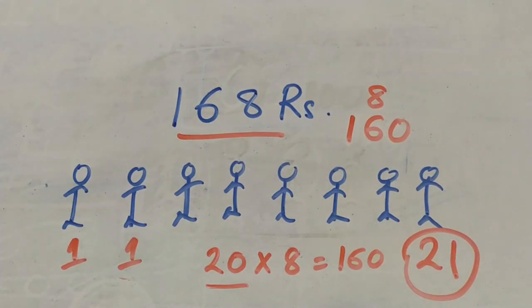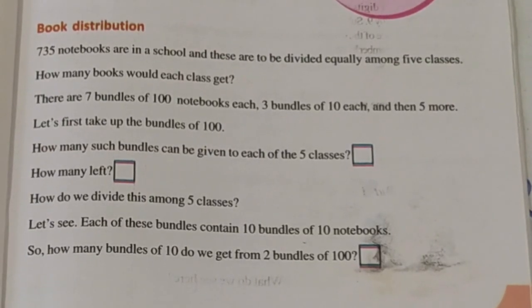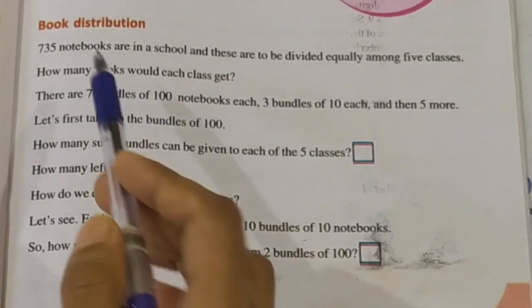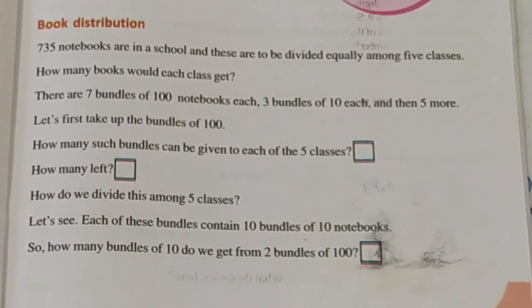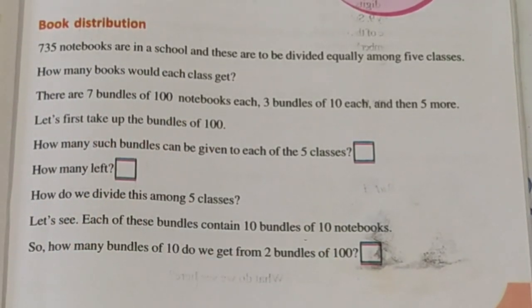There are some more activities in your textbook. Everyone go through that and do that in your mind. Now let us read this part of your textbook. The heading is book distribution. Okay, so let us read.